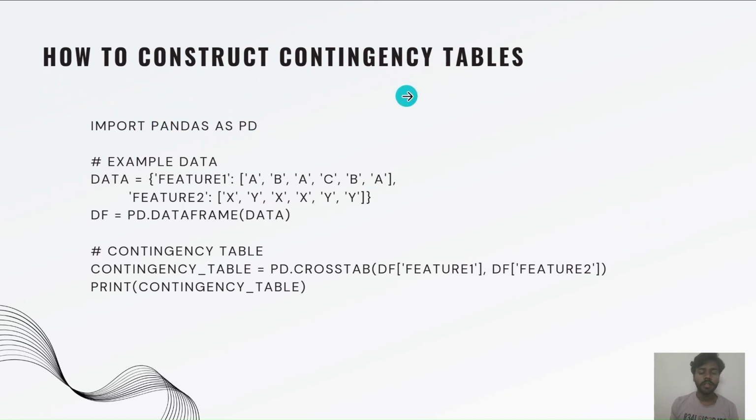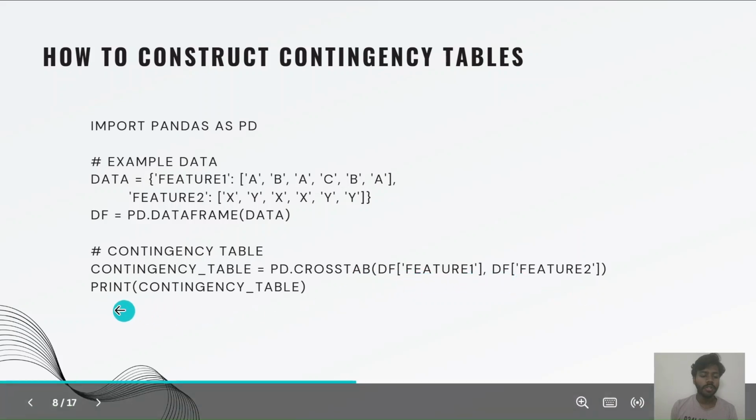To construct a contingency table in Python, we first import pandas as pd, then data: we have feature1 A, B, A, C, B, A and feature2 X, Y, X, X, Y, Y, and the data frame is pd.DataFrame(data). Now how do we construct the contingency table? Its syntax is contingency table assigned pd.crosstab(df feature1, df feature2). Now print the contingency table.